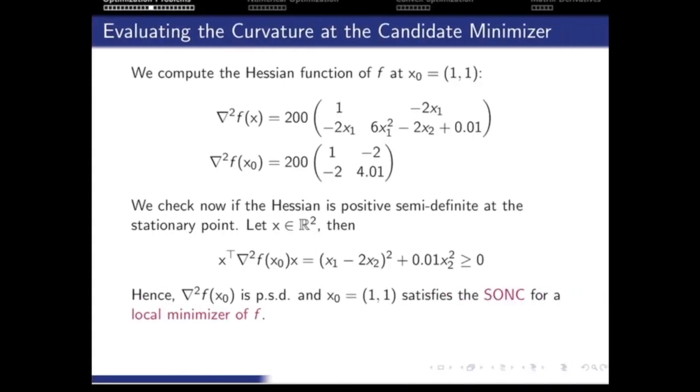So this means that we already know that this is the global minimum, but just for the sake of this example, we can also check the second order necessary condition. Here we compute the Hessian of f at this point x0. How this is done you can look up in the math PDF, and then we insert our point x0 in the Hessian, and we get this matrix here. Then we can check the definition of positive semi-definiteness. We take any vector x with the coordinates x1 and x2, and if we multiply this term here, then we get this term. And this again is a sum of quadratic terms, so it's always larger than or equal to 0. So the Hessian is positive semi-definite, and our candidate point satisfies the second order necessary condition for a local minimizer of f.